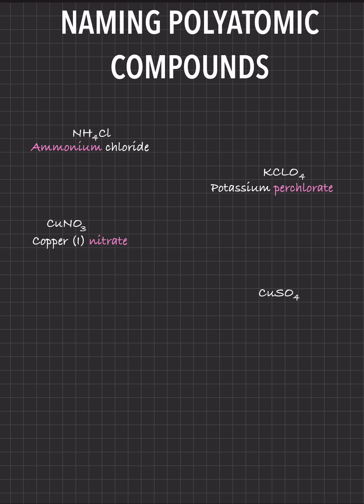You have CuSO4. So you have copper again, but what polyatomic do you have this time? Okay, I'm going to let you put your thinking cap on. So SO4, so it's going to be what? Sulfate, right? So if it's SO4 2-, then it has to be copper 2, okay?